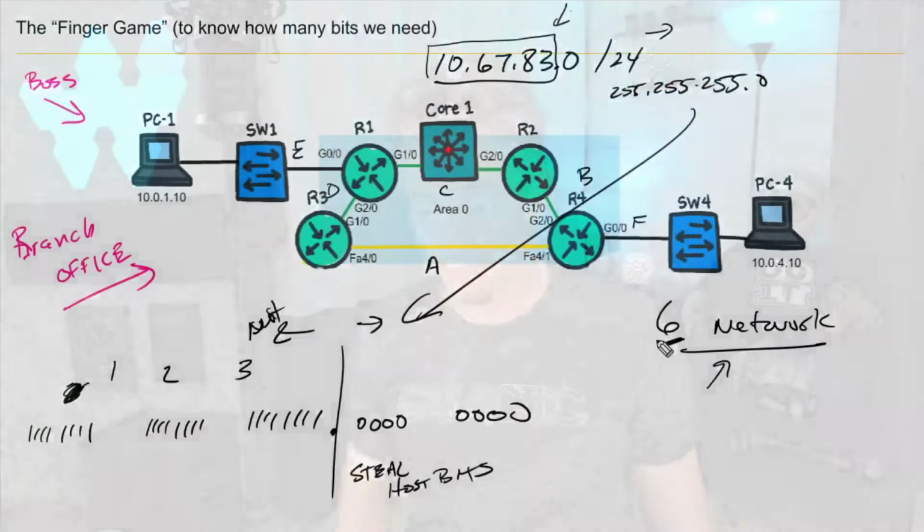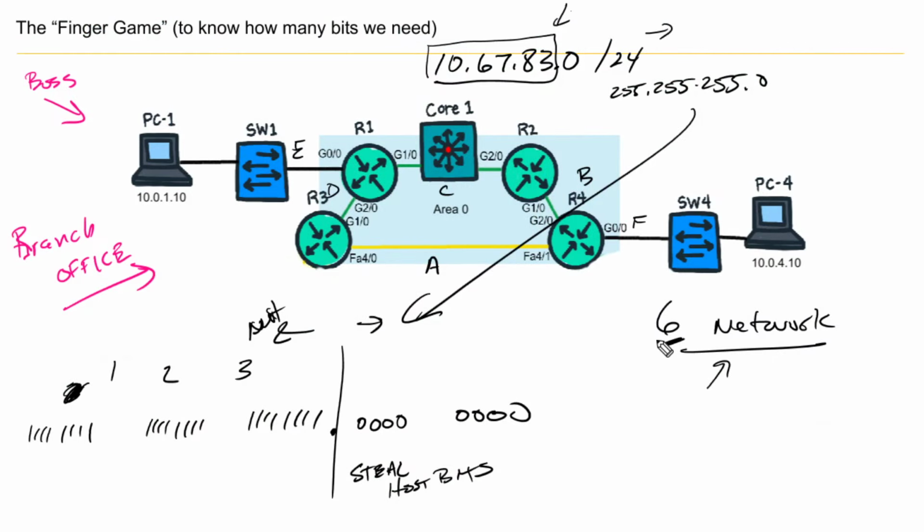And you just look visually at your hand and say, how many bits do I have up? Remember bits? How many bits do I have up? It's 3. So the finger game is simply calculating how many bits we need to take from the host portion in order to do custom subnetting for a certain quantity of networks. That's all it is. So let's take a look at our topology, and let's do another scenario.